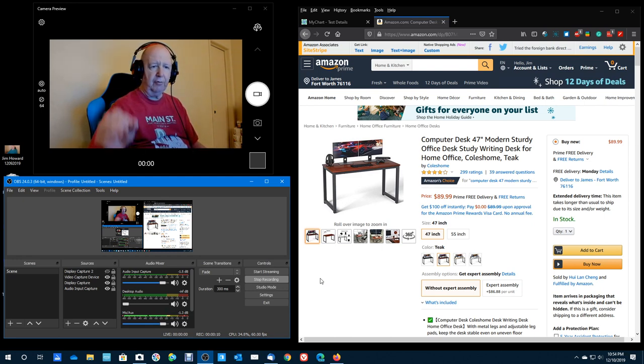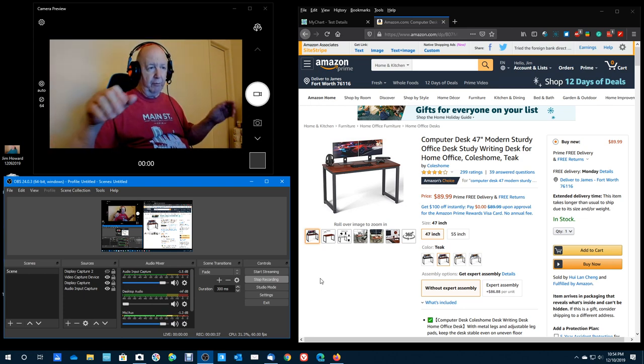Today's date is December 10th of 2019. It's almost 11 p.m. As you can see, I'm using OBS. I got my new desk today, 47 inches. Now, I measured it out. You know, I have a tape measure, and I measured out how big it was going to be and everything.